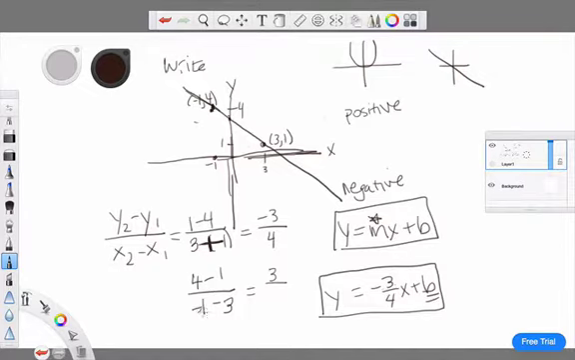So you're going to see that it equals the same thing. 4 minus 1 is 3. -1 minus 3 is -4. So again, that's just -3/4. On a problem, you could do it both ways just to double check to make sure you got the right slope. But we don't have an equation yet for this.